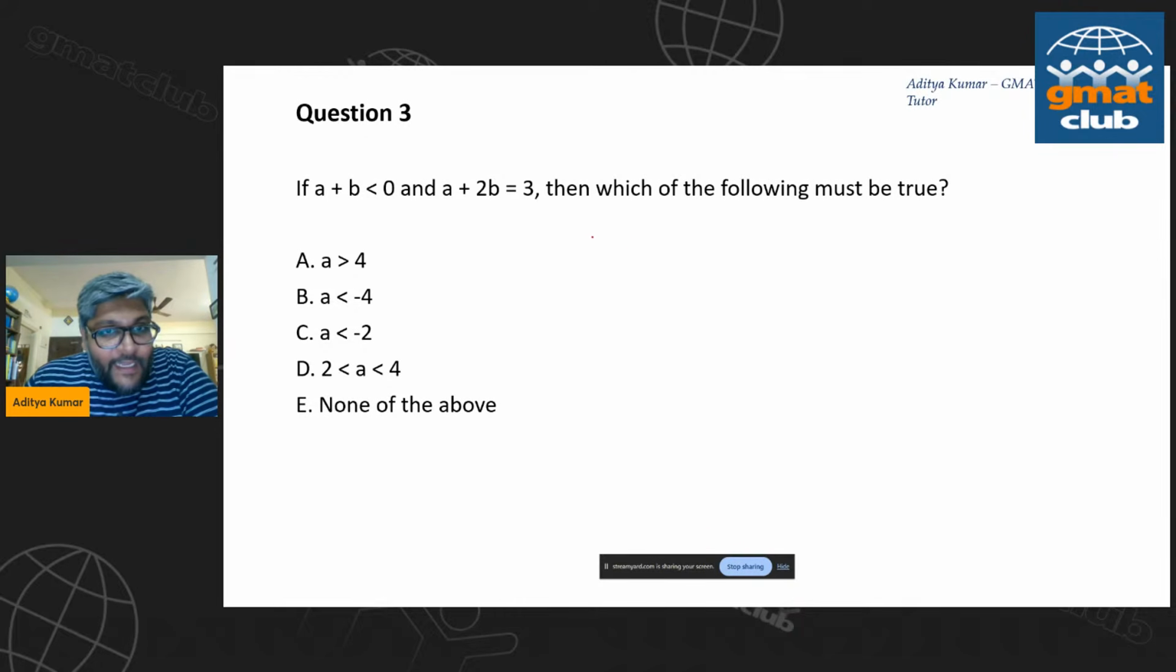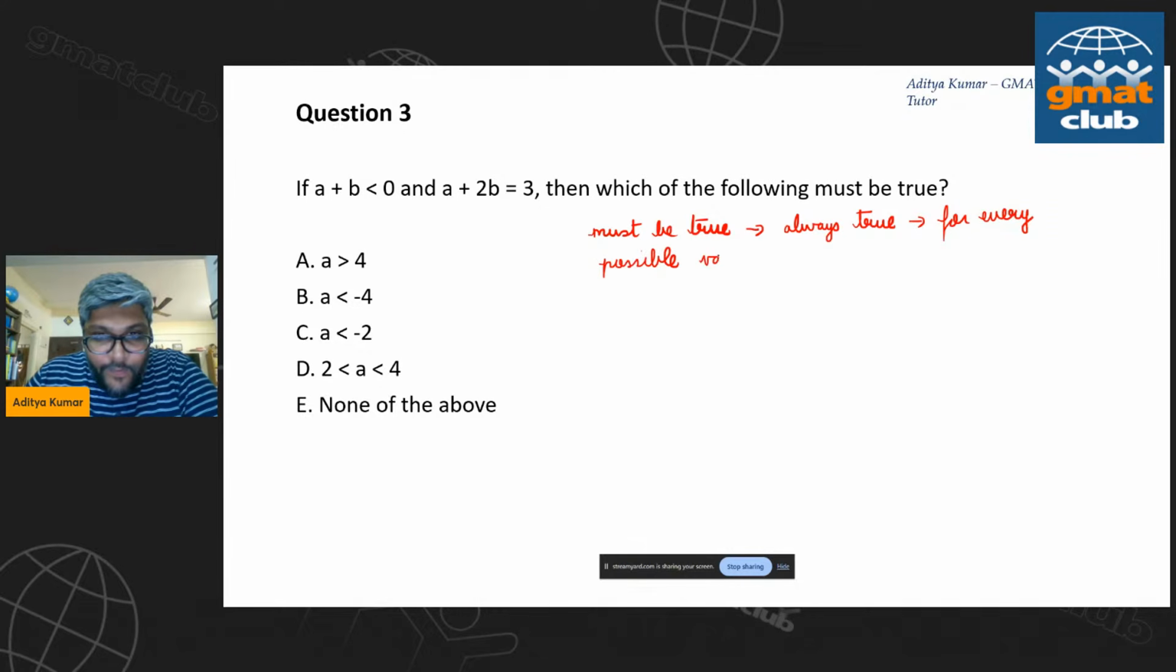Now, what is the meaning of must be true? Let's understand this first. What is must be true? It should always be true. Whatever statement you're picking as true should always be true for every possible value within the constraint. Whatever you pick as your answer in a must be true scenario should always be true for every possible value within what the constraint has defined.